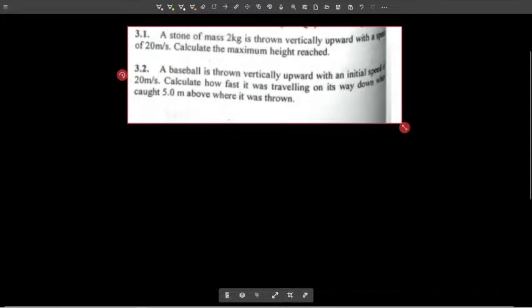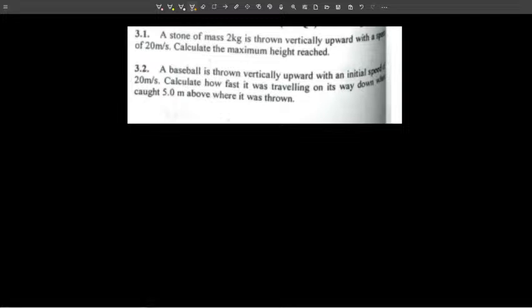A stone of mass 2 kg is thrown vertically upward with a speed. This is the same as we have been solving. Is it upward or downward? Okay, upward. So the stone was thrown upward. What do we know? We know that a is minus g, because it was going up. So V naught in the y direction is 20 meters per second.